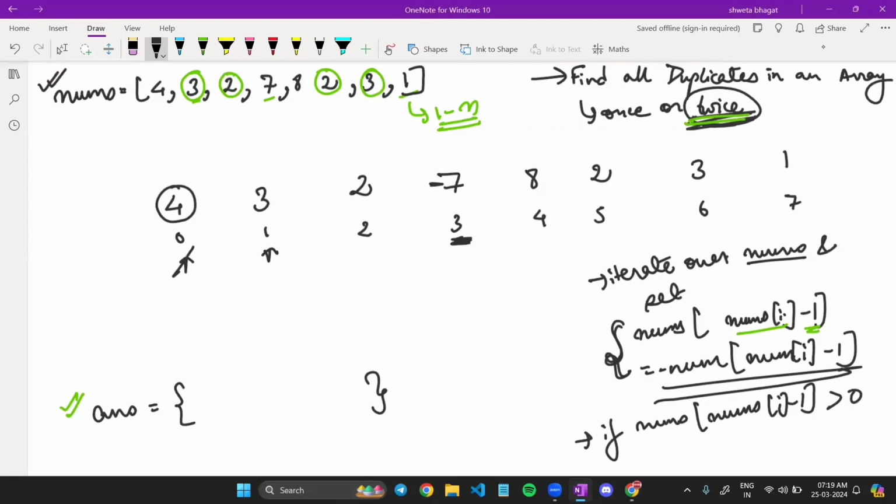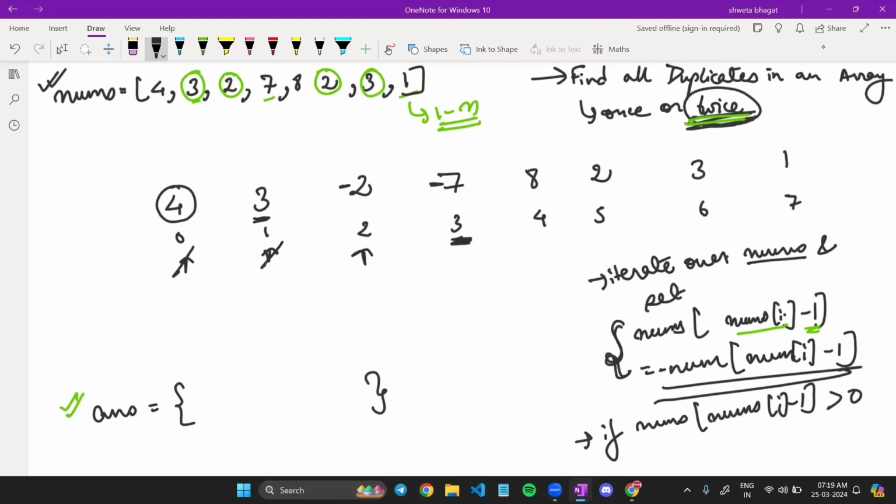Now we will move forward. What is the value we are getting over here? We are getting 3. So we will turn the element present at the 3 minus 1 index to negative. 3 minus 1 is 2. So we will turn the element present at the second index to negative. So this 2 will become minus 2. Correct?